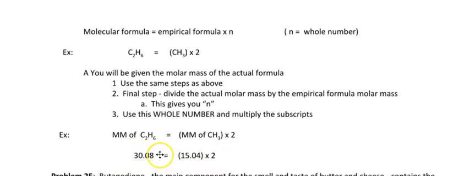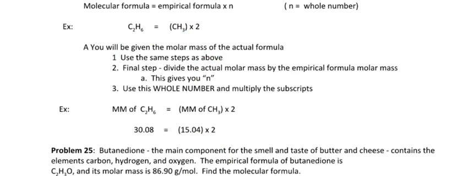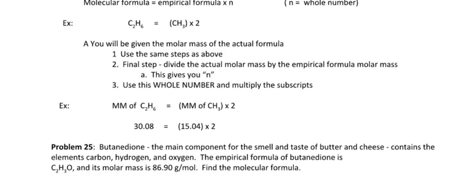So if I gave you this, you found this, then solve for n, and you'll say, what's 30.08 divided by 15.04? It's 2, and that's what you'll have to multiply your subscripts by. Okay, so it's one more step than what we've been doing. Okay. So it says butane dione.